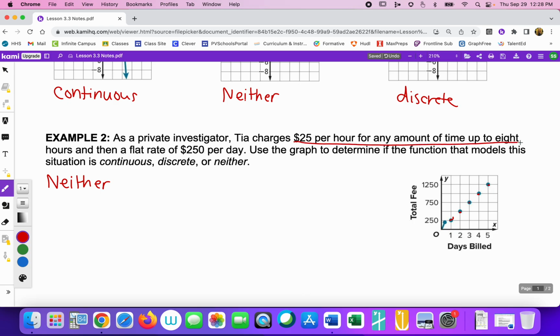So could that be 30 minutes? Could that be 7 hours? Okay, so that's any in between versus the others are just whole days. Okay, it's not a day and a half, it's just 1 day. If it goes beyond 1 day, then it's an extra $250. So that's what the flat rate means. That's gonna jump $250 every day, but for the first 8 hours, any time in there is that 25 per hour, which is why it's connected. So if I didn't give you a picture of the graph, that would tell you it's neither, because there's some connection between those points.